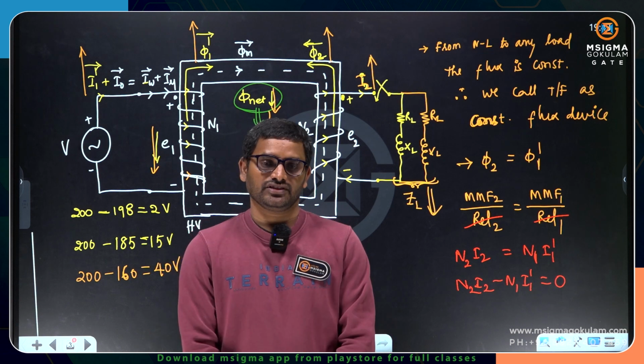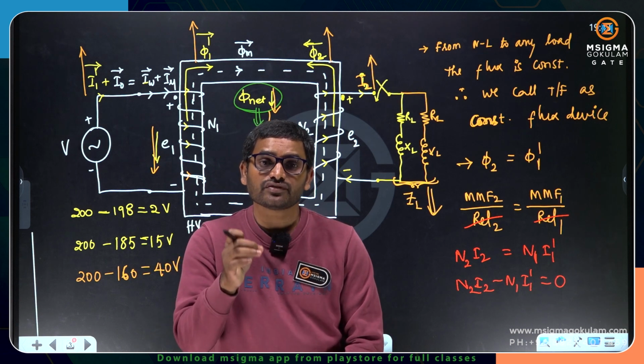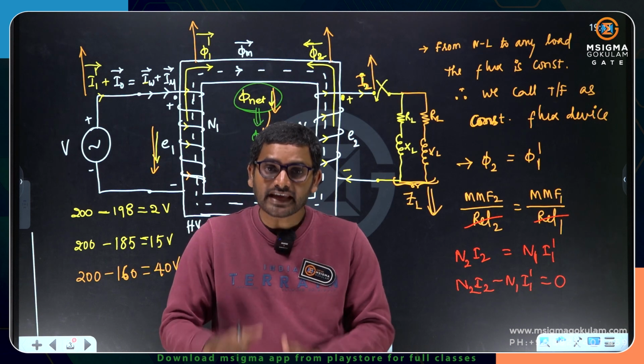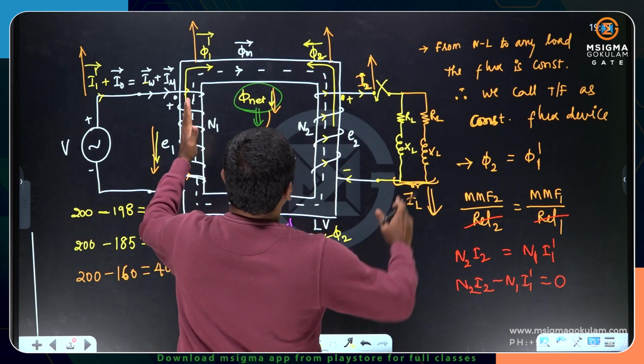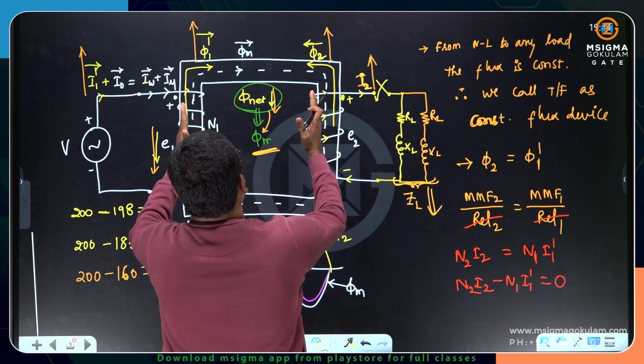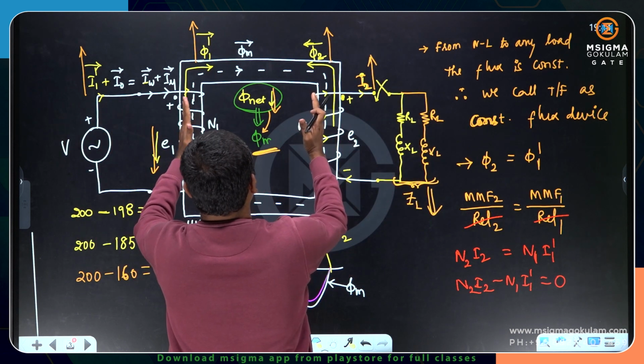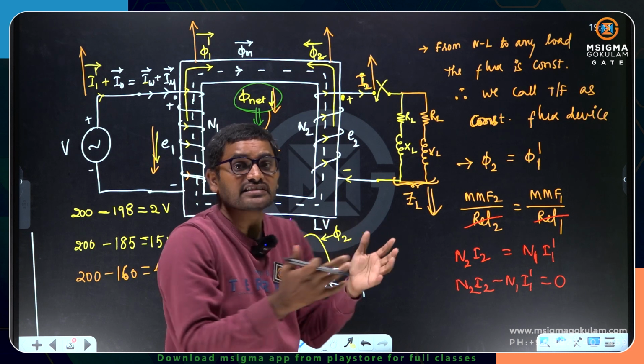Transformer is going to be stationary like this. Transformer is a stationary device. Why is it stationary? Because whatever the force which is produced here, there will be an equal and opposite force from this side. As there is an equal and opposite force from this side, the transformer is not experiencing any force.